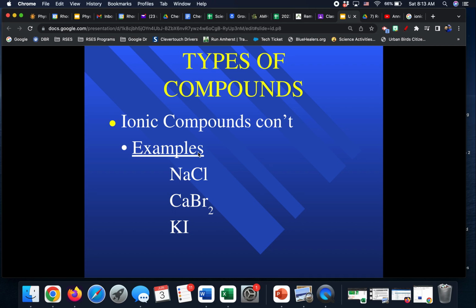Here's some examples we'll learn how to name eventually. NaCl, sodium chloride, metal, nonmetal. Calcium bromide, metal, nonmetal. Potassium iodide, metal, nonmetal.